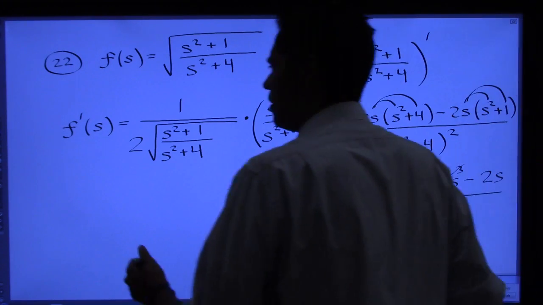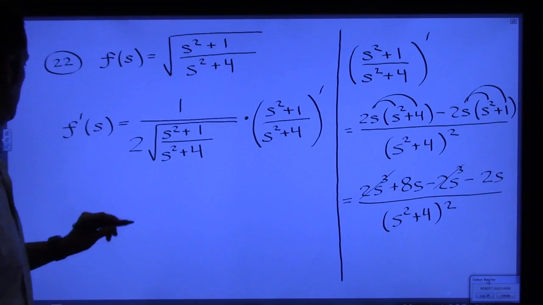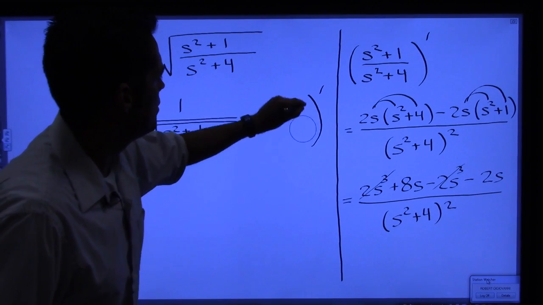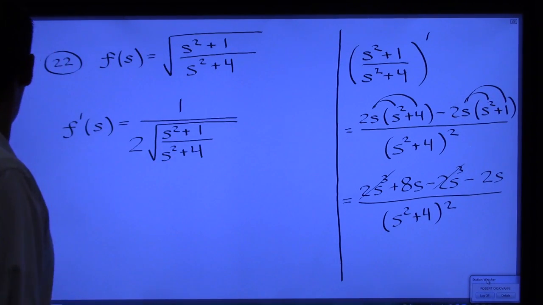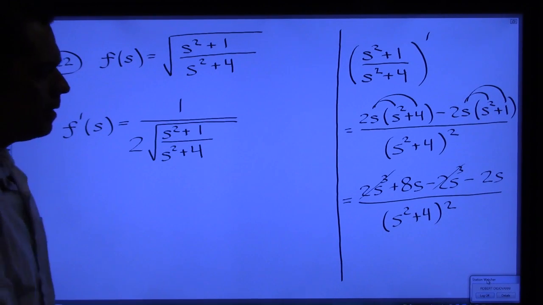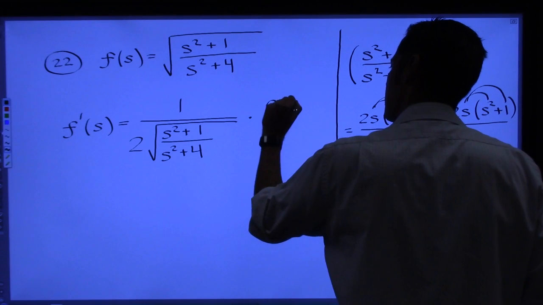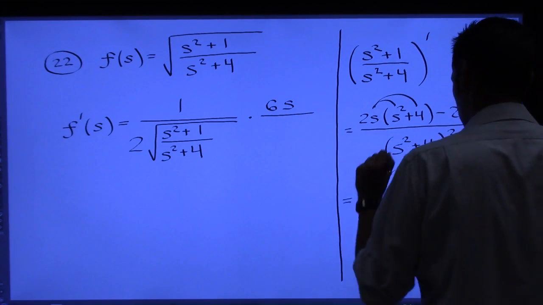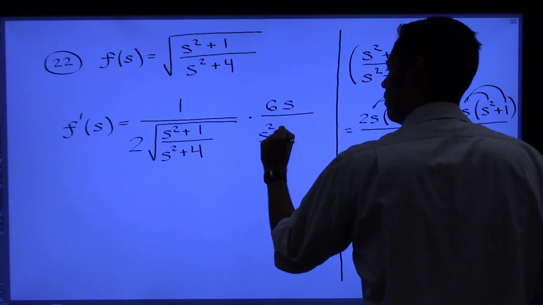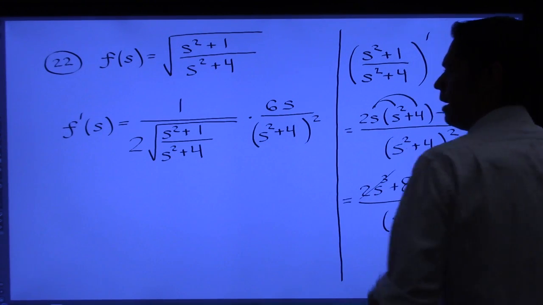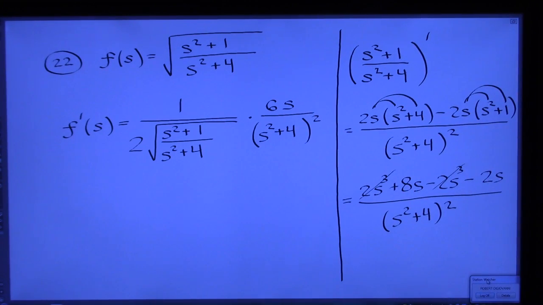So I can rewrite this now, save myself some time. This right here, I can replace with this. So it was 6s over (s squared plus 4) squared. And I'm not going to leave it like that. I'm going to clean this up.